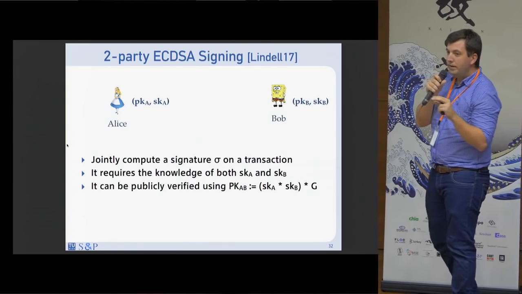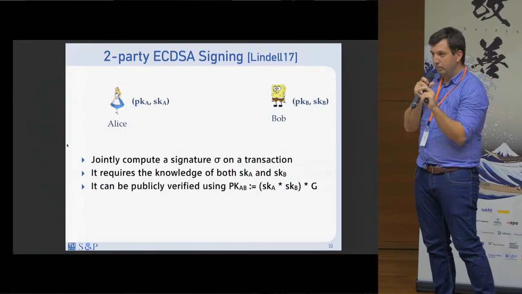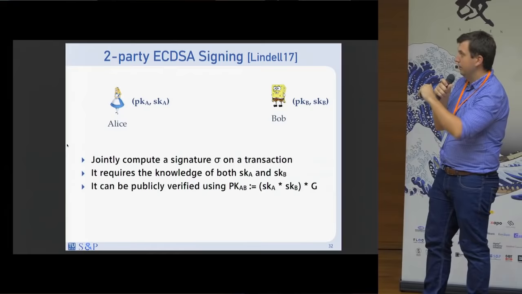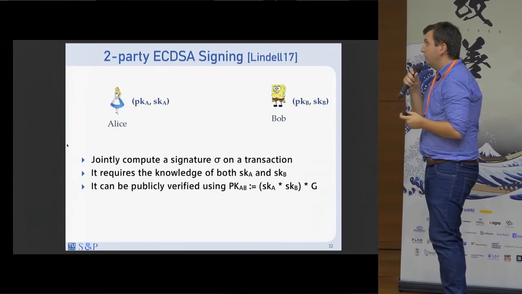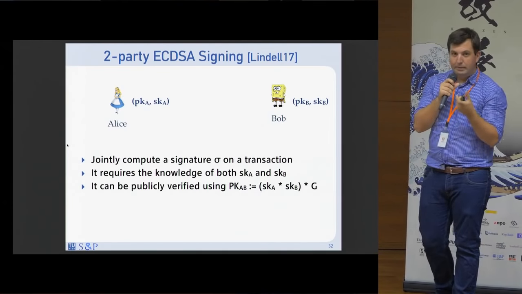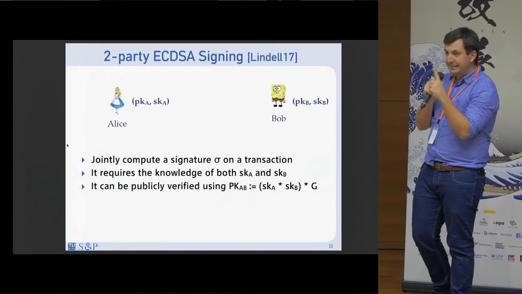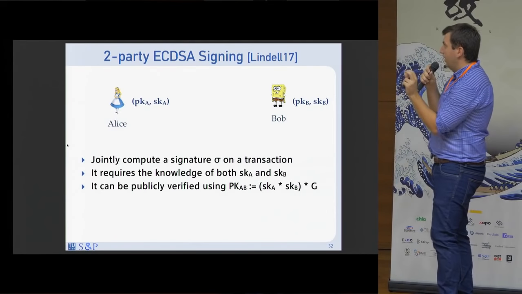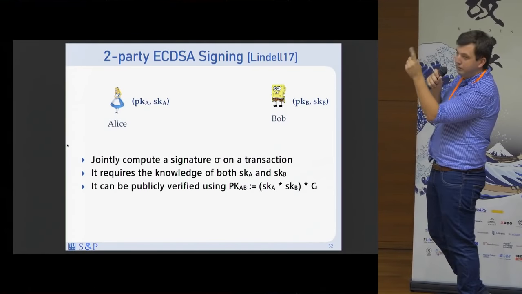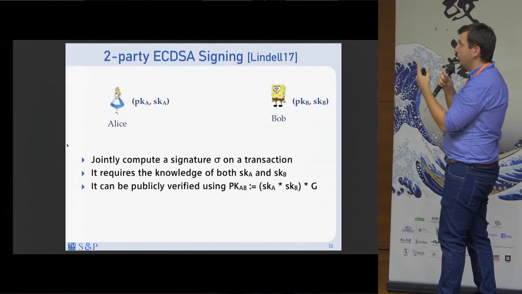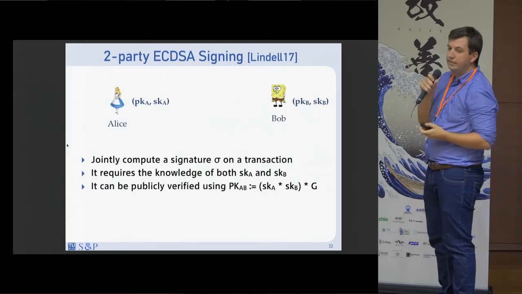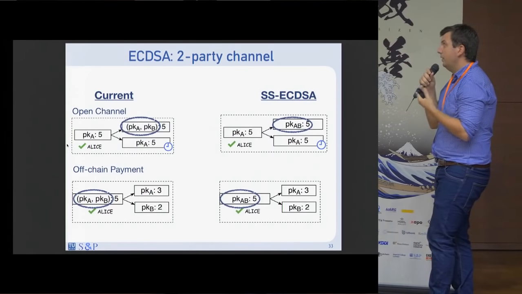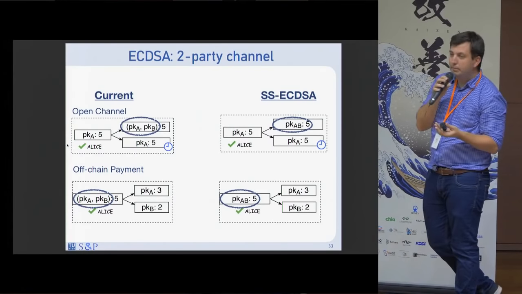It requires that both participate, meaning it requires the knowledge of the secret key from Alice and the secret key of Bob. The interesting point here is that such a signature can be publicly verifiable under a single public key, which can be constructed as the combination of the public keys from Alice and Bob. But in practice, we need only one public key to verify the final signature. This has some advantages in practice.